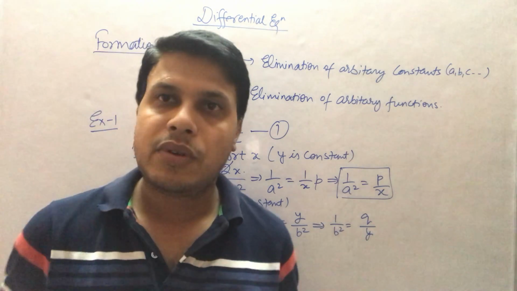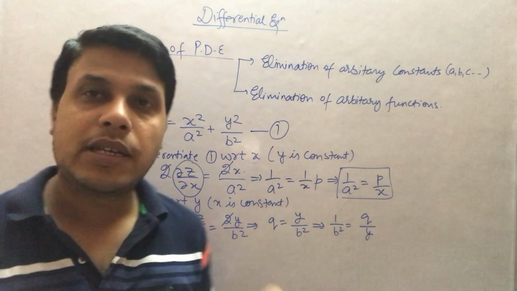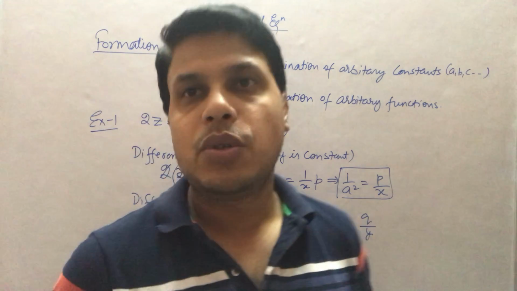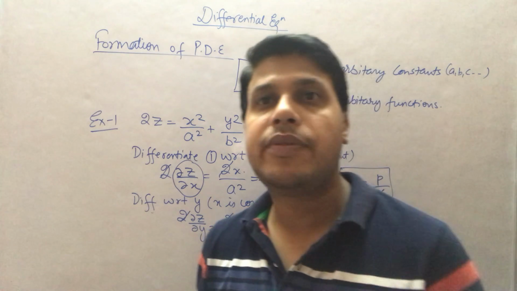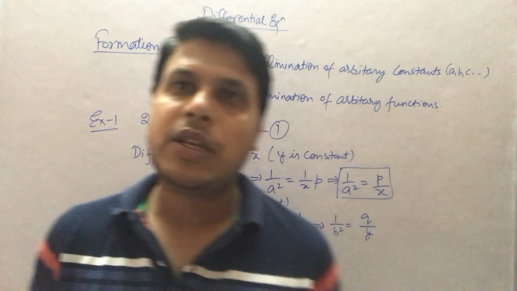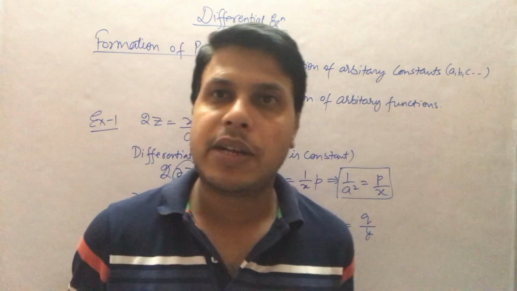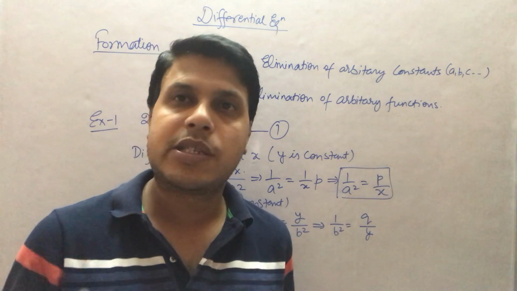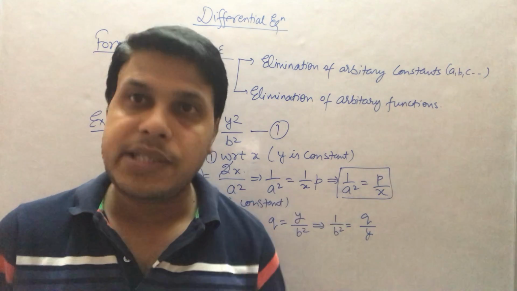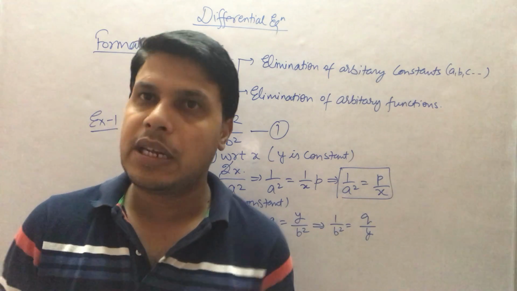So we have got the value of 1 upon b square, which is equal to q over y. Okay, so we got the values of 1 upon a square and 1 upon b square, so that we can eliminate these two values from the equation to get the partial differential equation. Now we are going to substitute the values of 1 upon a square and 1 upon b square in the original equation to get the partial differential equation.